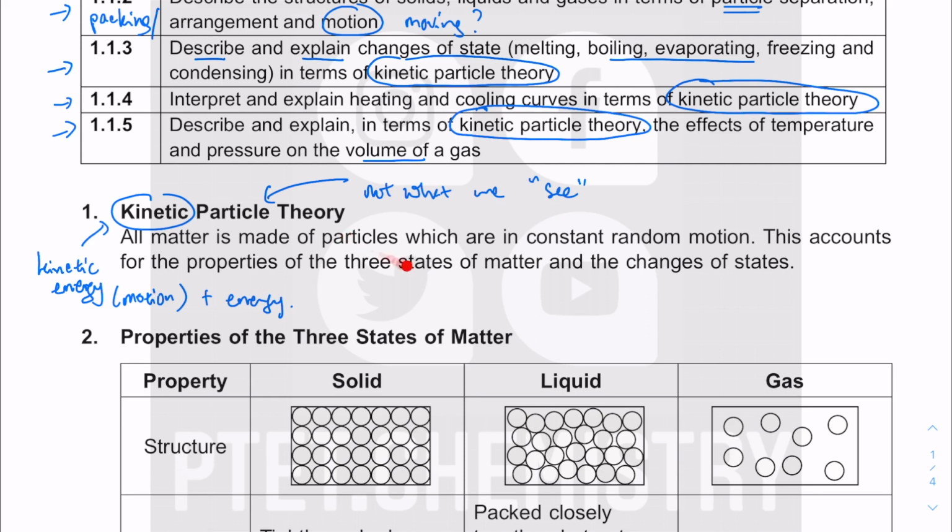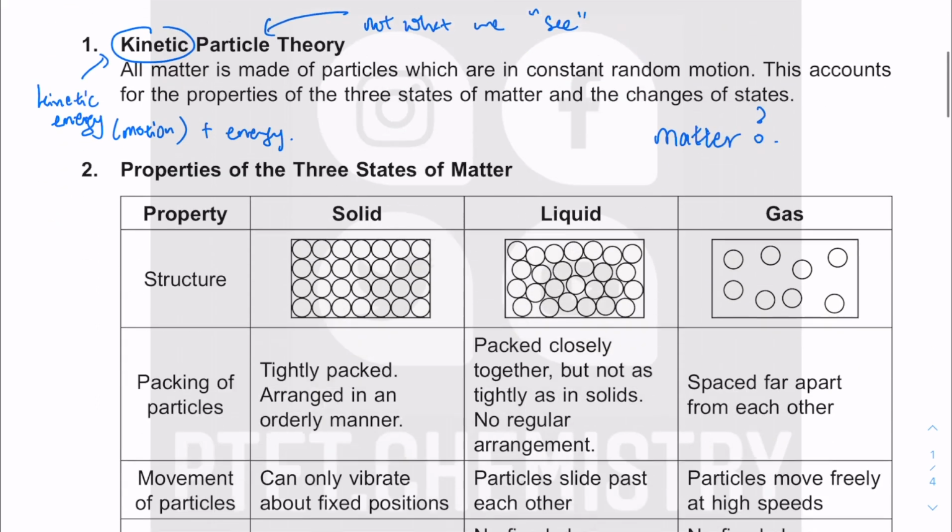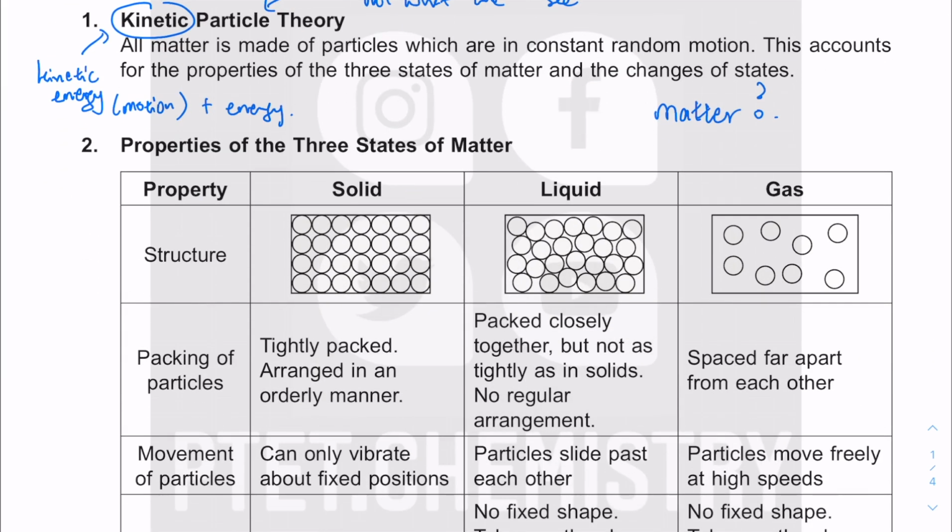Okay, it is a theory, so they're always moving, and it's the property of the three states of matter as well as the changes of state that actually govern the chemistry that you'll be learning, because chemistry is the study of matter, and everything around us is made out of matter. So matter is anything that has mass and occupies space. Okay, so you might have heard of matter as anything that has mass and occupies space. There are three states of matter: solid, liquid, and gas.